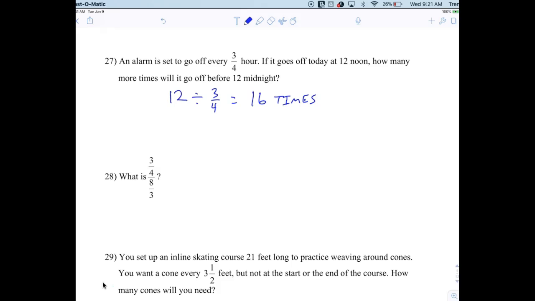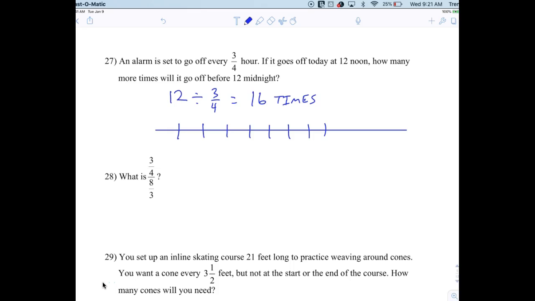Look up on the board. The answer is 12 divided by 3/4. We took 12 hours, and the alarm goes off every what? 3/4 of an hour. So what am I doing with those hours? That's it.